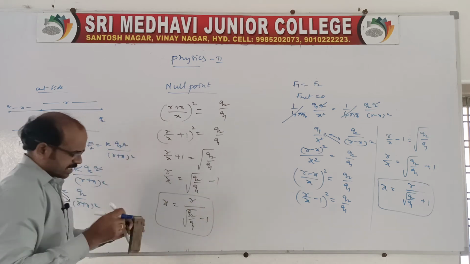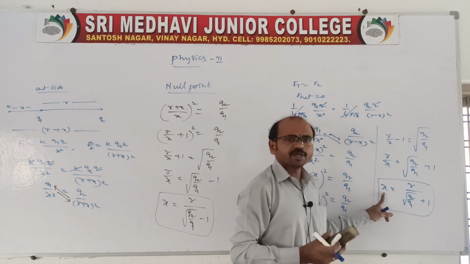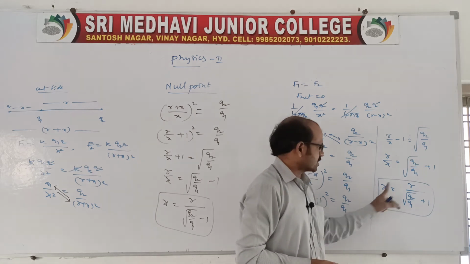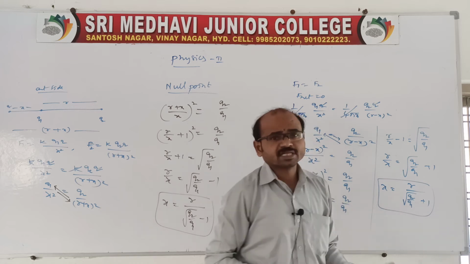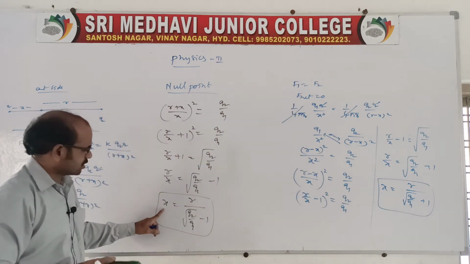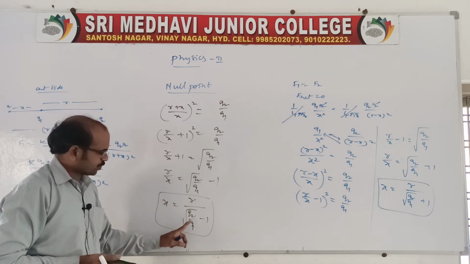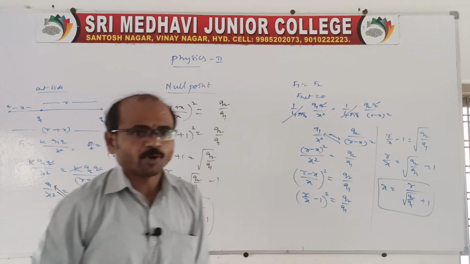Once you observe both the expressions, if the null point is between the charges, then x is equal to r by (root over q2 by q1 plus 1). If it is outside the charges, x is equal to r by (root over q2 by q1 minus 1). This is the point which we can call the null point.